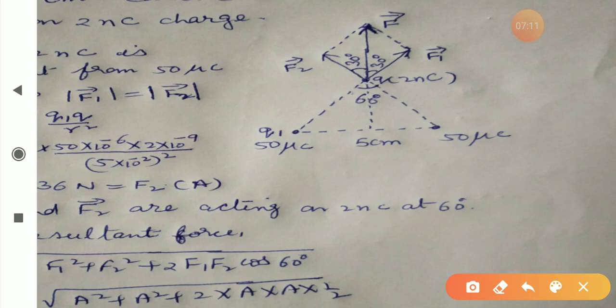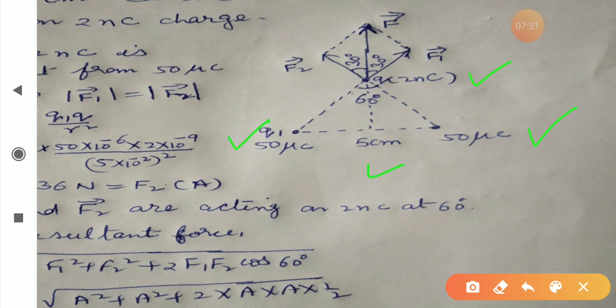We have first charge Q1 as 50 microcoulomb, second charge Q2 as 50 microcoulomb, third charge Q as 2 nanocoulomb, and an equilateral triangle with the side 5 centimeter. This information is given to you.